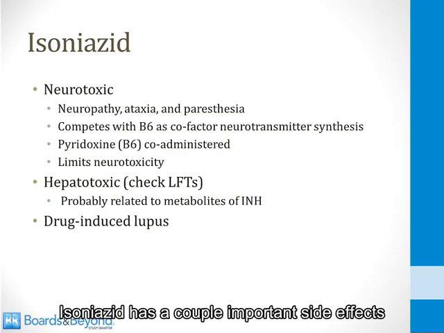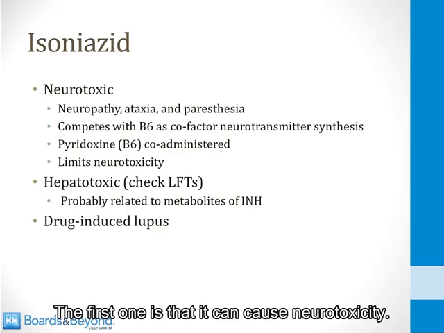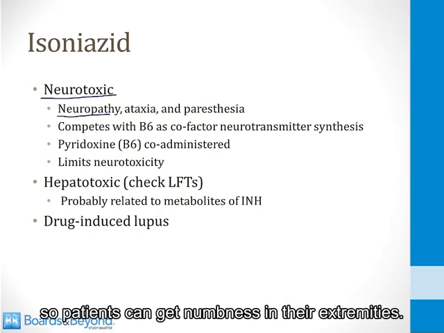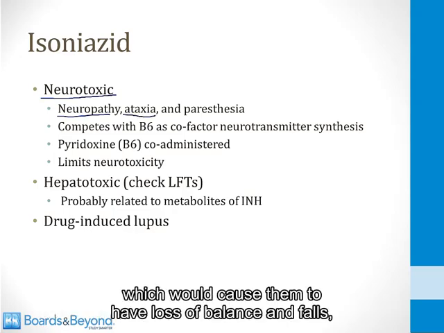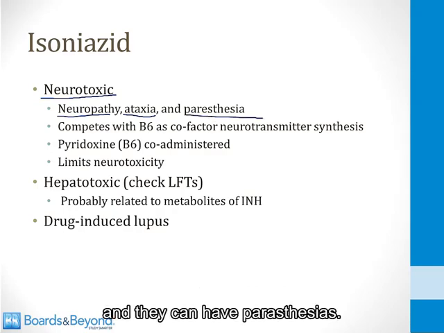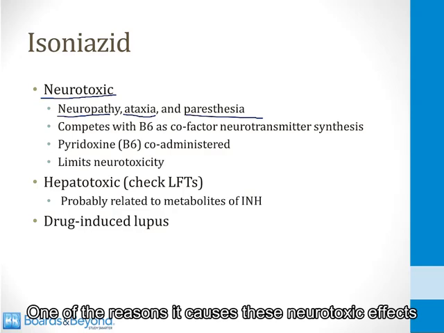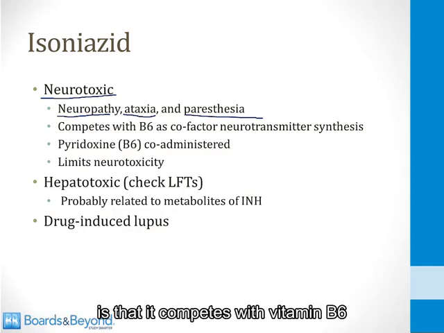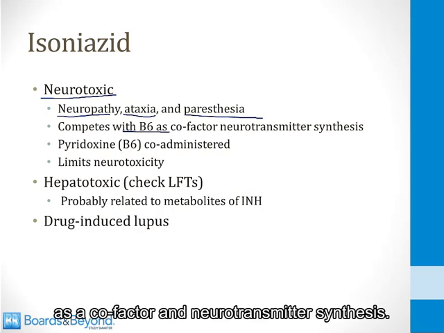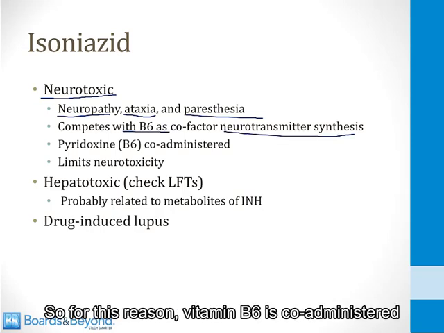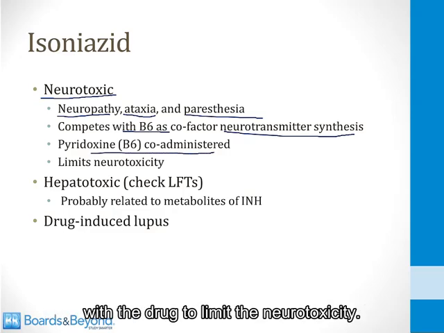Isoniazid has a couple important side effects you should know about. The first one is that it can cause neurotoxicity. It can cause neuropathy, so patients can get numbness in their extremities. They can get ataxia, which would cause them to have loss of balance and falls, and they can have paresthesias. One of the reasons it causes these neurotoxic effects is that it competes with vitamin B6 as a cofactor in neurotransmitter synthesis. So for this reason, vitamin B6 is co-administered with the drug to limit the neurotoxicity.